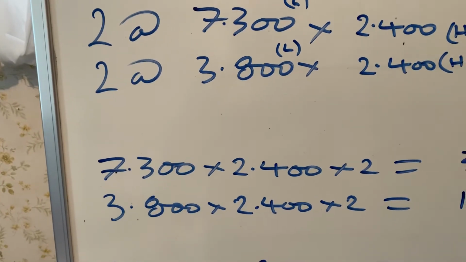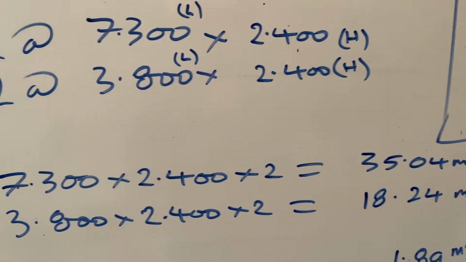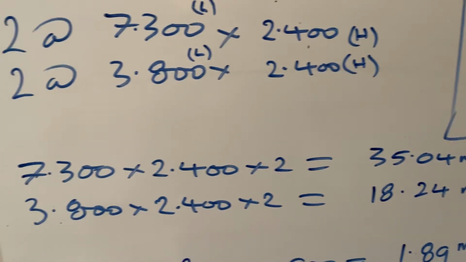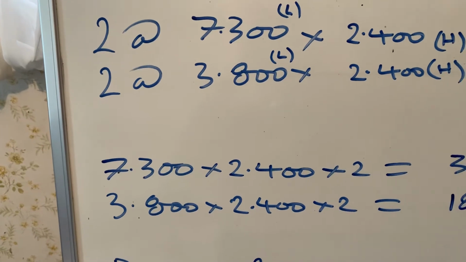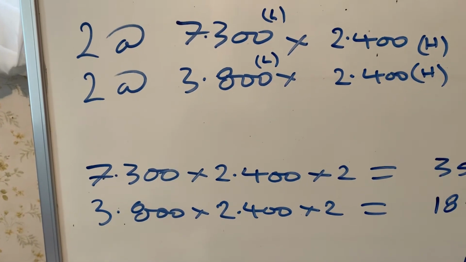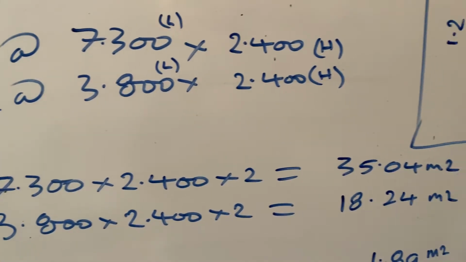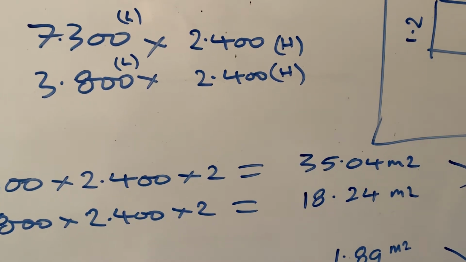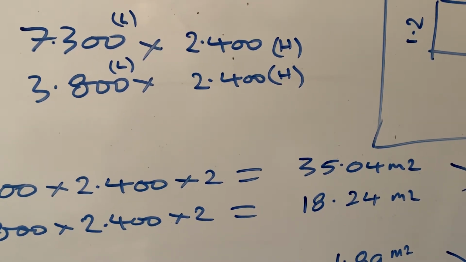3.8 by 2.4 times 2 equals 18.24. Same process. You have two walls at 3.8 by 2.4. You times that, then you times that by 2, and you come out with 18.24 square meters.